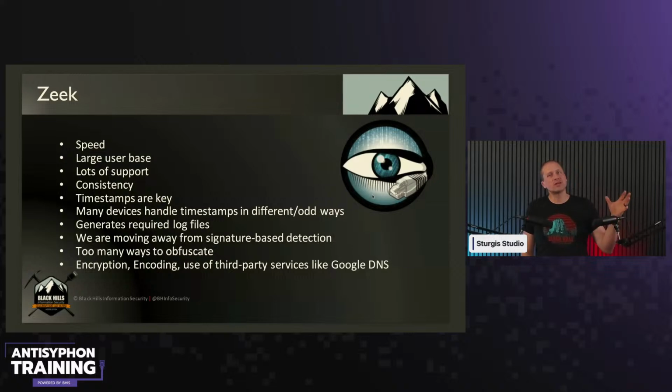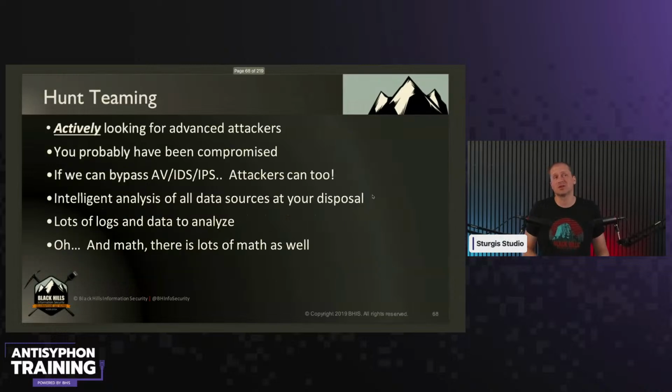Now, this kind of shows how we can start moving away from signature-based detection. We can start looking at the TLS SSL logs. We can start looking at the connection logs. We can start looking at the various logs that services like Zeek provide and try to fingerprint what non-human, potentially malicious traffic actually looks like. And the reason for this is there's right now far too many ways to obfuscate, utilizing things like TLS, SSL, different types of encryption, different types of encoding, and also using third-party services.